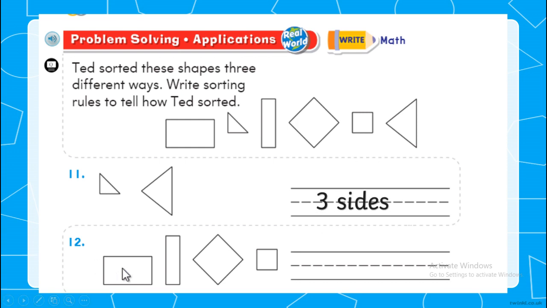In this here, he put all these shapes in one group. What is the name of the group? I can say 4 vertices, very good. And 4 sides, excellent. Can I say 4 sides, all of them equal? No, because we have rectangles, not all of them equal. So I can say 4 sides. All of my shapes have 4 sides.